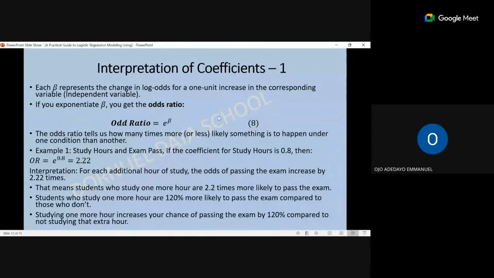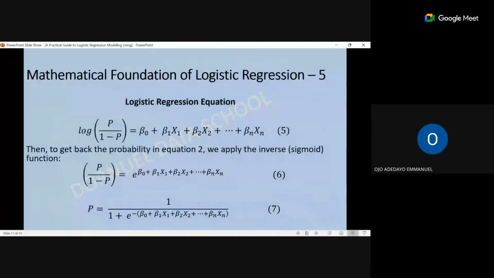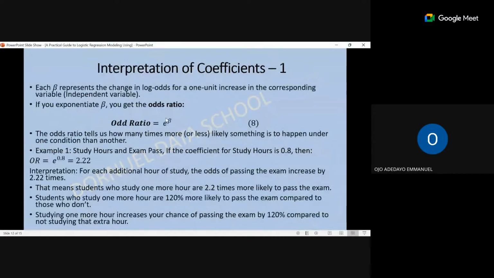Now, how do we do that in logistic regression? Anytime you have your beta, your coefficient, we normally take the exponential of that coefficient. If you take the exponential of each of these parameters, the beta naught, beta 1, beta 2, up to beta n, it is called the odds ratio. So the exponential of your parameter gives you the odds ratio.